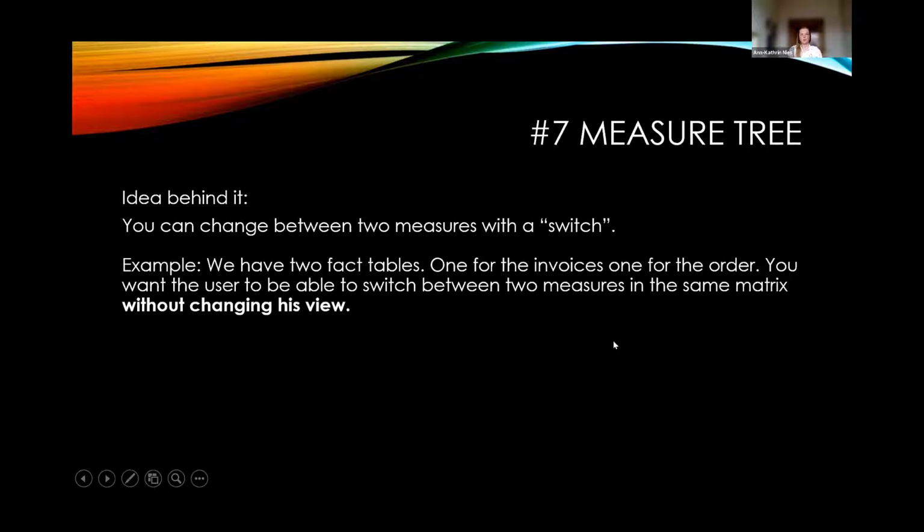For example, we have a visualization where we put in the sales amount, the count of products, the margin, for example. And we want the user to be able to switch between the results for those measures displayed by using a switch, on the one hand for the invoices, and on the other hand for the orders. That is basically the reason why we started building our measure tree. That was our use case.